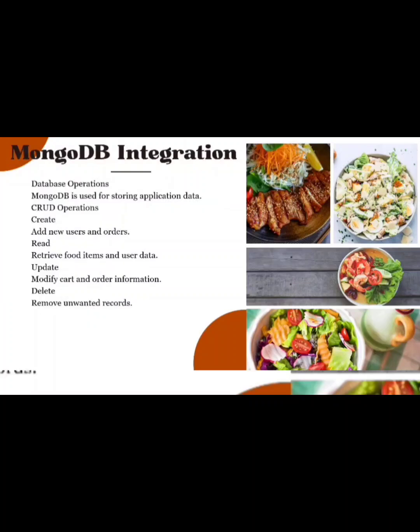Then the MongoDB integration. MongoDB is used as the database for this project. Unlike traditional relational databases, MongoDB stores information as JSON-like documents. The project performs all four CRUD operations. Create is used when adding new users or orders. Read retrieves food items and user details. Update modifies cart quantities or order status. Delete removes unnecessary records when required. MongoDB makes data management flexible and efficient.